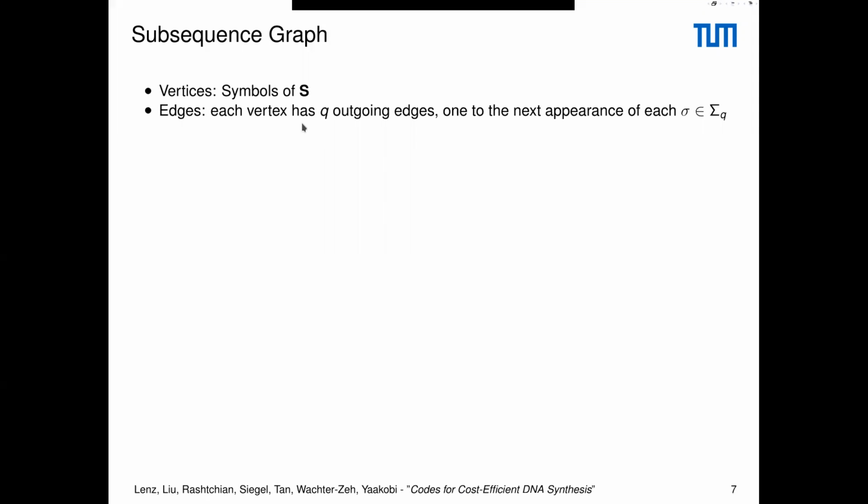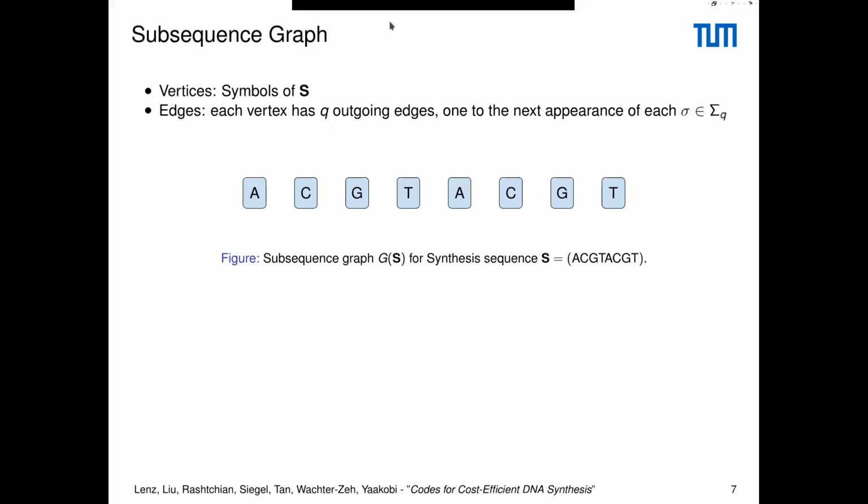So how do we build this graph? It's simply built by choosing as vertices the symbols of the synthesis sequence S, and we have edges which are defined as follows. For each vertex, we have Q outgoing edges, where Q is again the alphabet size, one to each next appearance of all the symbols in our alphabet. This is maybe a little bit abstract, so let's go through an example.